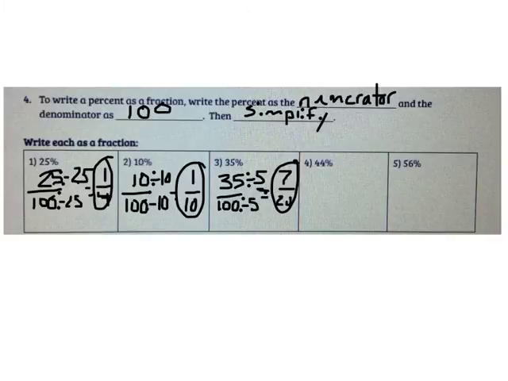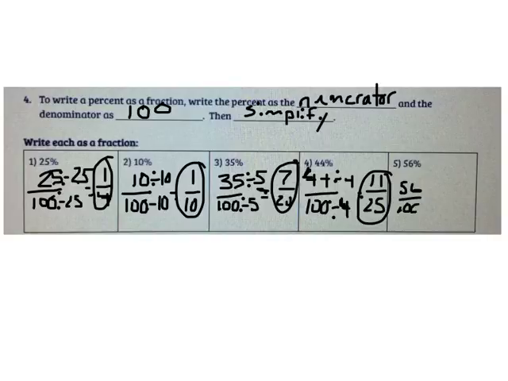44%. How would I write that as a fraction? It's 44 over 100. What's the largest number that goes into the numerator and denominator? It's 4. When I divide both, what's my new fraction? It's 11 over 25. Now you try one. Write 56% as a fraction in simplest form. Let's see how you did. 56% means 56 out of 100. When I divide both by 4, I get 14 out of 25.